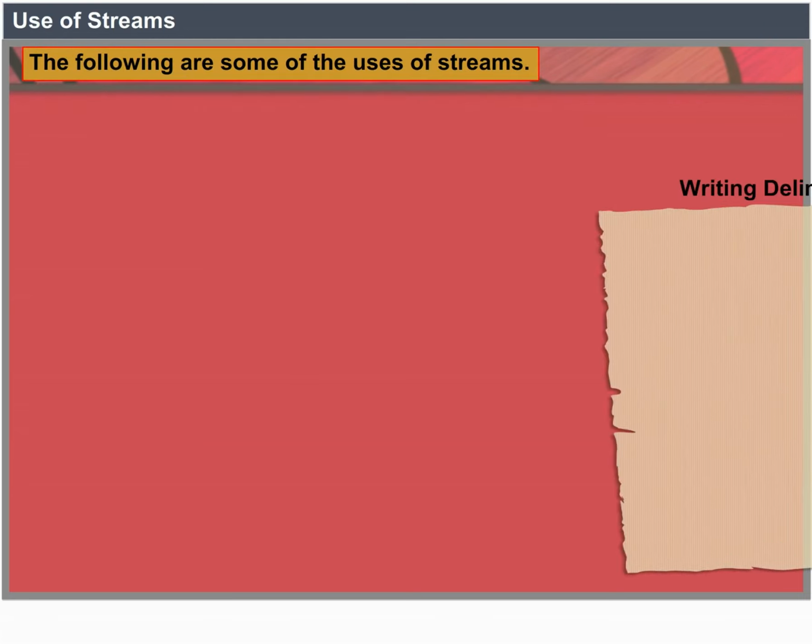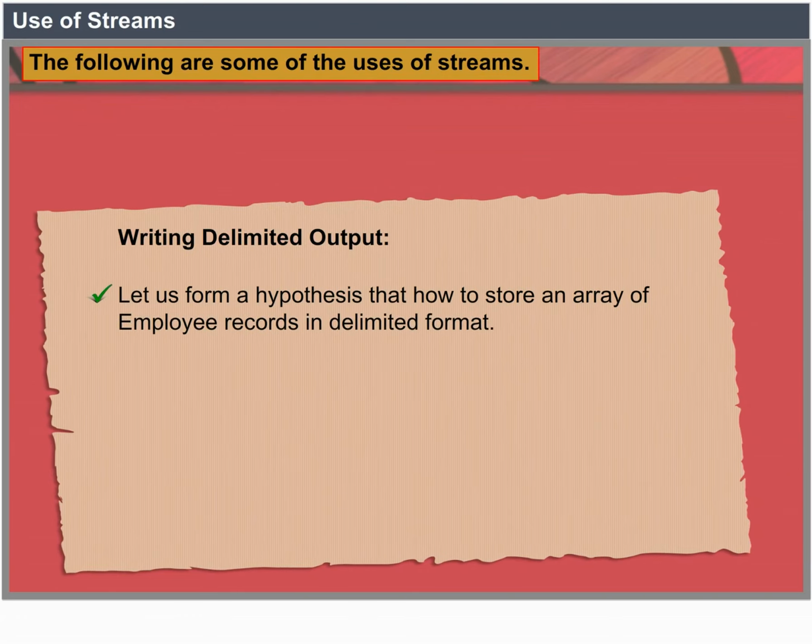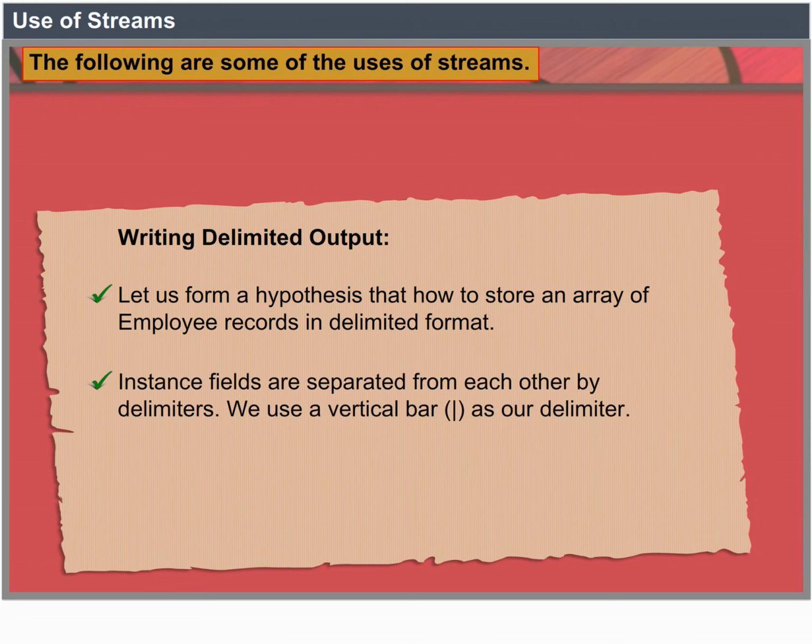Use of streams. The following are some of the uses of streams. Writing delimited output. Let us form a hypothesis of how to store an array of employee records in delimited format. Fields are separated from each other by delimiters. We use a vertical bar as our delimiter.